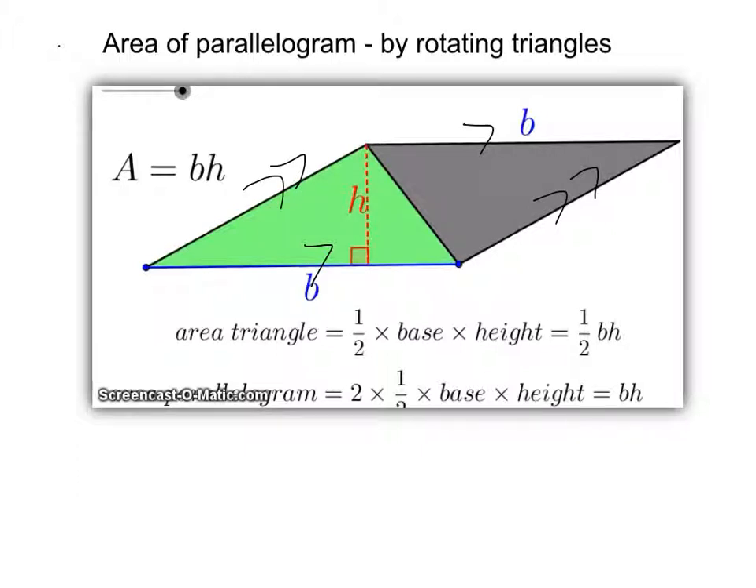So to work out the area of that parallelogram, it's going to be 2 times the area of this triangle, which is a half the base times the height. So it's 2 times a half times the base times the perpendicular height of that triangle, or the perpendicular height of the parallelogram now, which of course is equal to the base multiplied by the height.